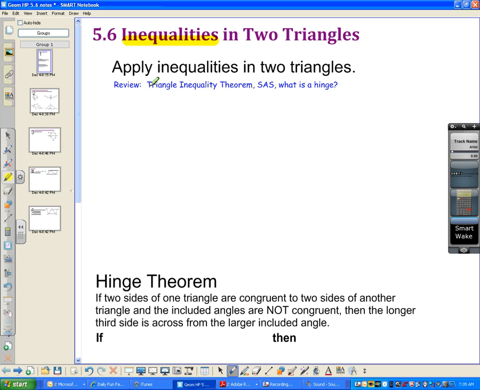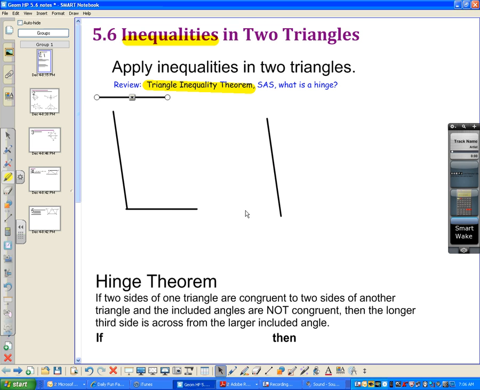And I want to review the triangle inequality theorem for a second. Remember, the triangle inequality theorem was the story that I told you about the straws, right? So two sides of a triangle have to add up to be bigger than the third side of a triangle. So because of that theorem, because of that property, we can have triangles with different sides for that third side.